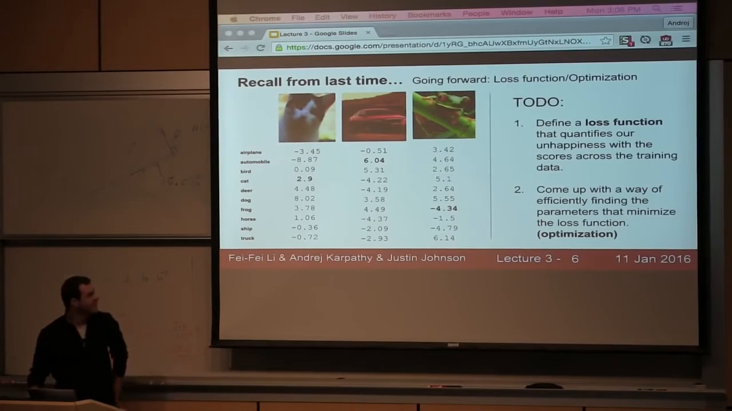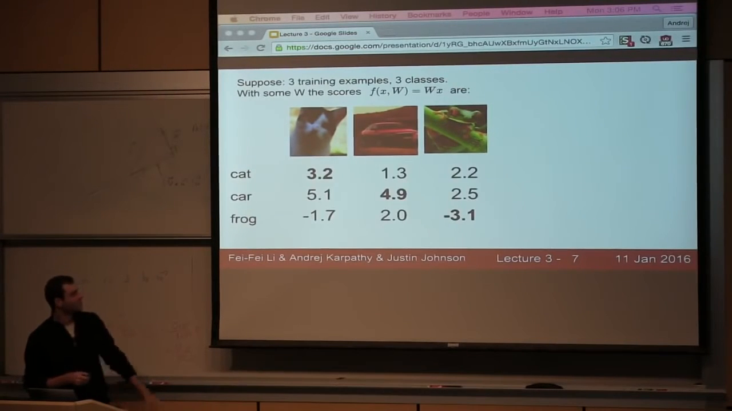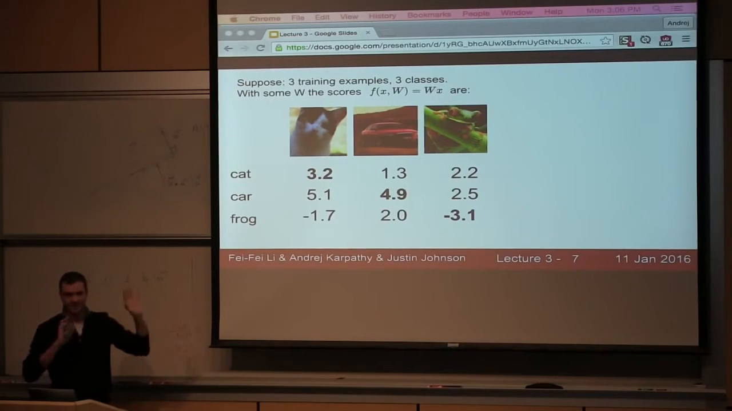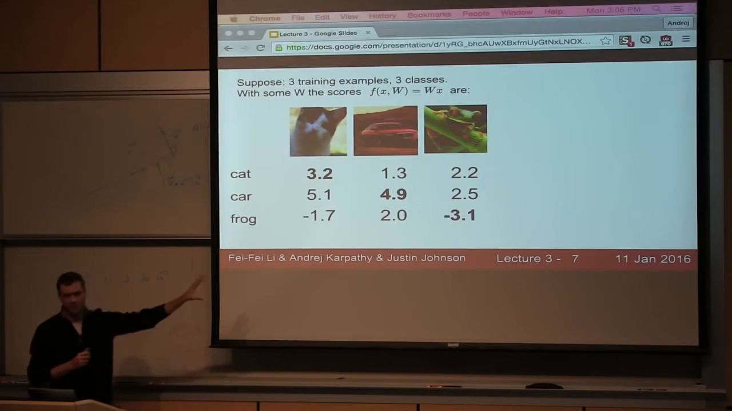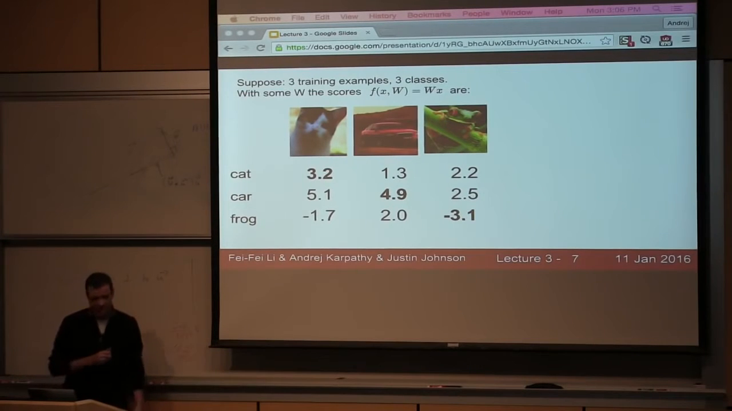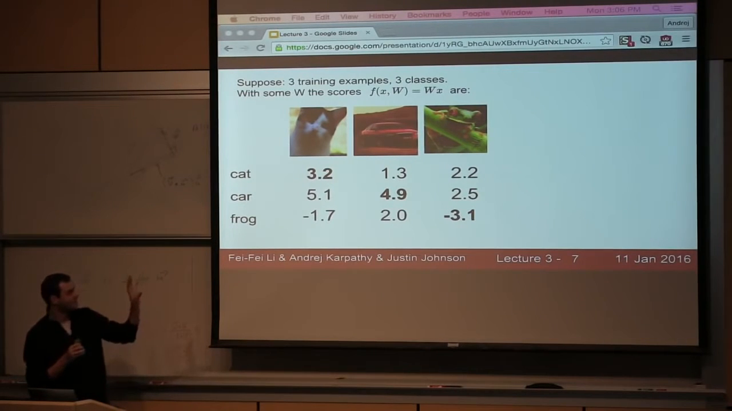Okay. So I'm going to downsize this example so that we have a nice working example to work with. Suppose we only had 3 classes instead of tens of thousands. And we have these 3 images, and these are our scores for some set of W's. And we're going to now try to write down exactly our unhappiness with this result.